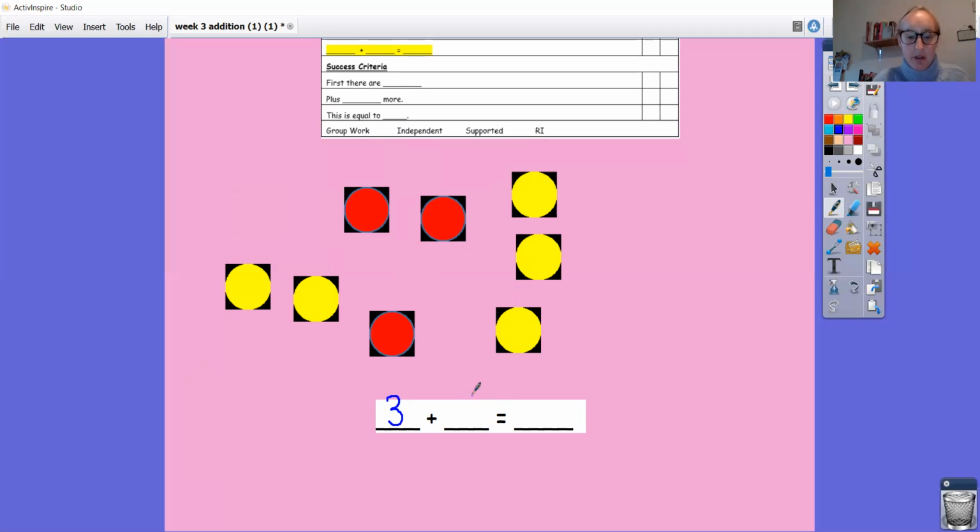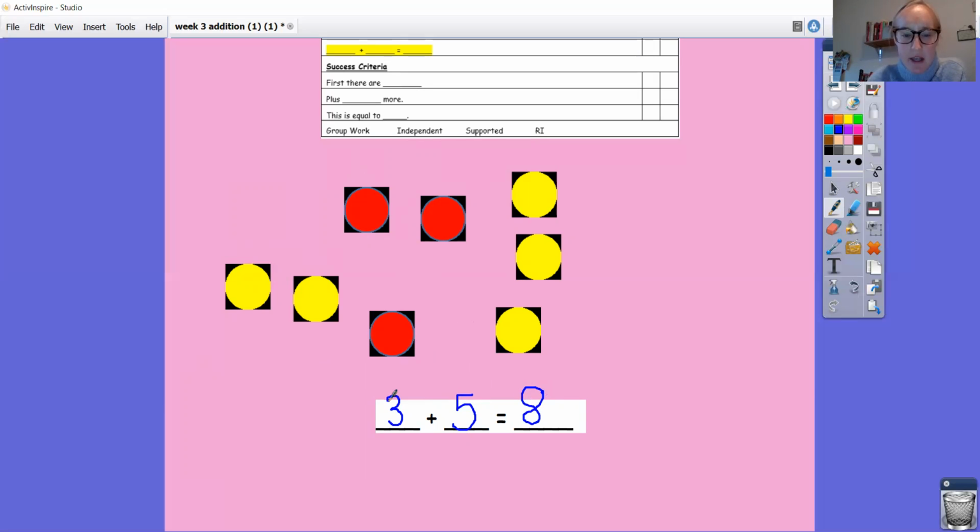Well done. So plus 5 yellow counters. So now, what is this equal to? What's the whole amount? Should we count them together? 1, 2, 3, 4, 5, 6, 7, 8. Well done, everyone. So this now says that 3 red counters plus 5 yellow counters is equal to 8.